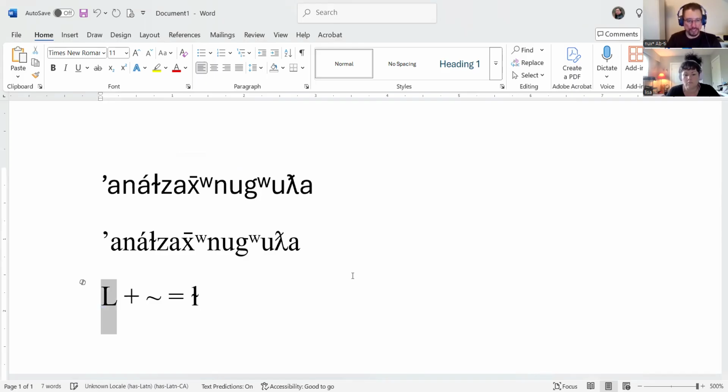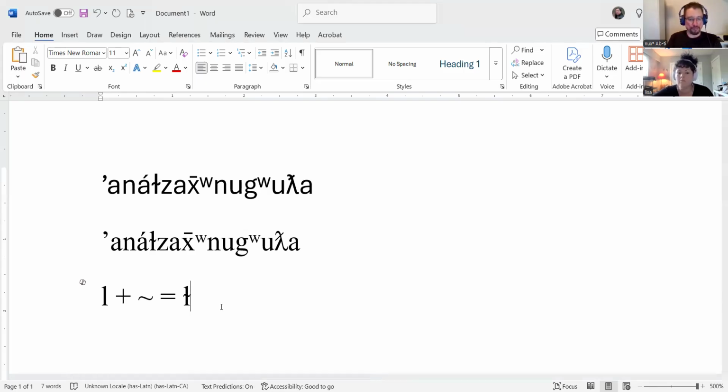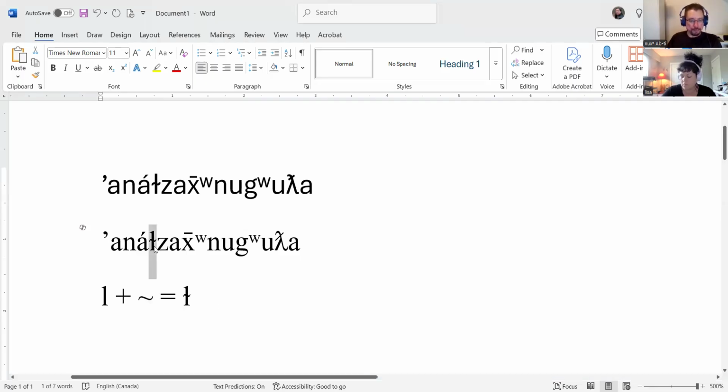Something else I don't really like about Word is that it tends to automatically change everything to uppercase. One of the things about typing the language is that it's much better when we only use lowercase letters. And there's different reasons for that. But for now, this tilde L is a combination of a lowercase l and a tilde symbol. So when they combine, they look like that.